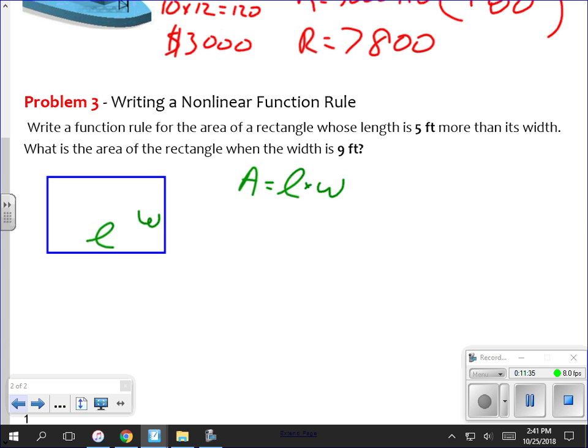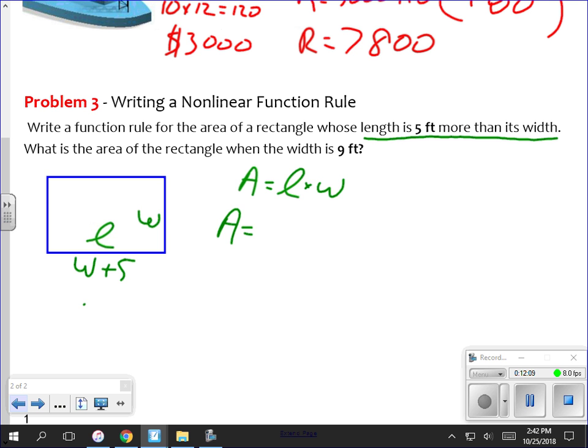Now, we can't use length and width because we don't know them, but there is a relationship between the two, right? It says length is 5 more than its width. 5 more means that I do what? I add 5. So that means the length is actually W plus 5.